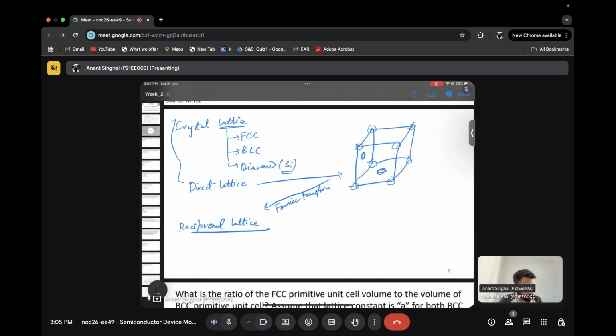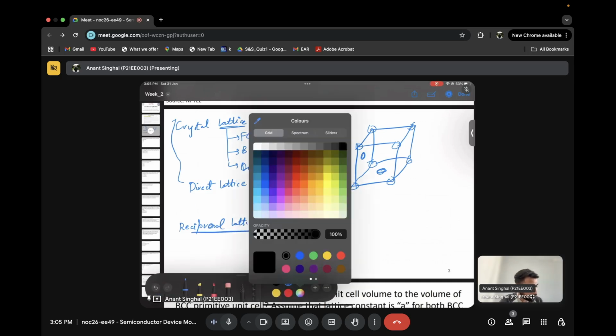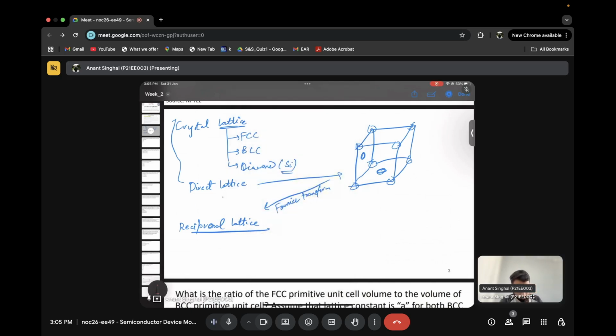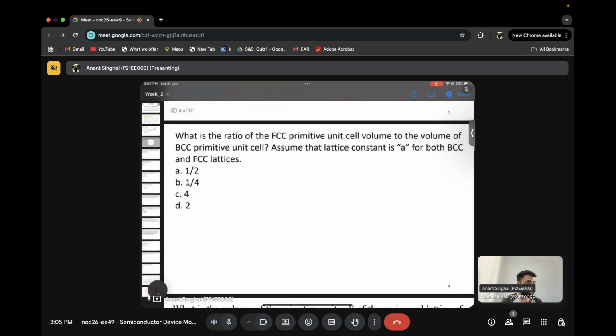We'll be covering some problems related to the reciprocal lattice that will easily clear your concepts. The first problem asks: what is the ratio of the volume of the FCC primitive unit cell to the volume of the BCC primitive cell? Assume that the lattice constant is a for both BCC and FCC; it is already given to you.